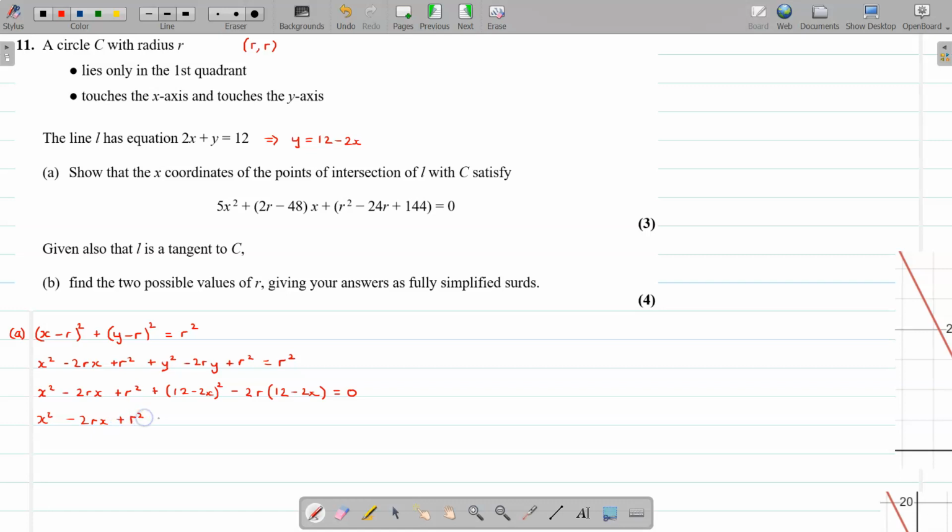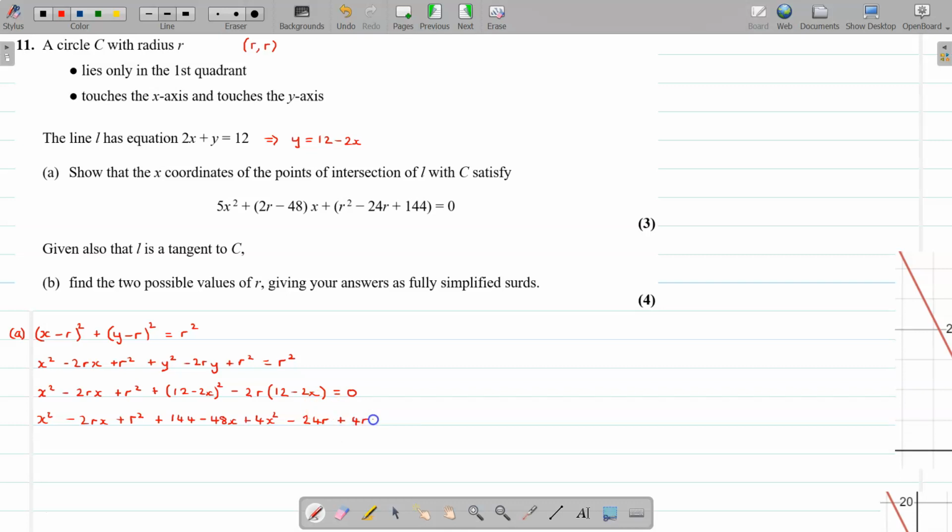Okay, now this thing here is going to give me 12 squared, it's 144, okay, minus 48x plus 4x squared. So that bit there is just the expansion of this bracket. Then I've got minus 24r from here, and I've got plus 4rx.